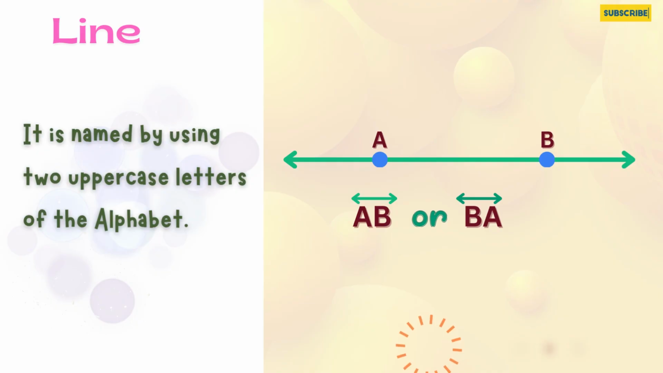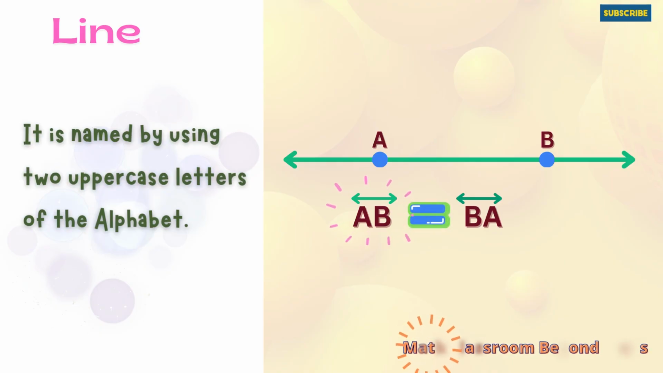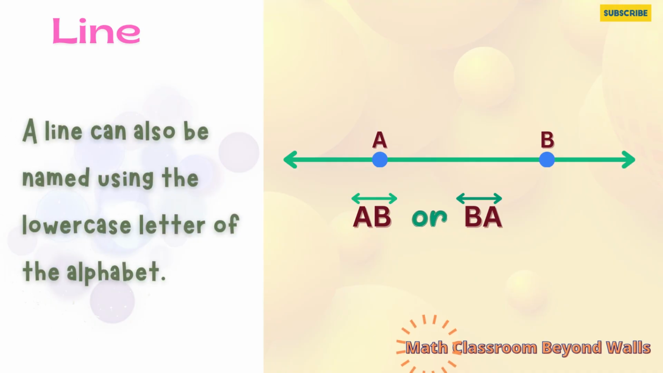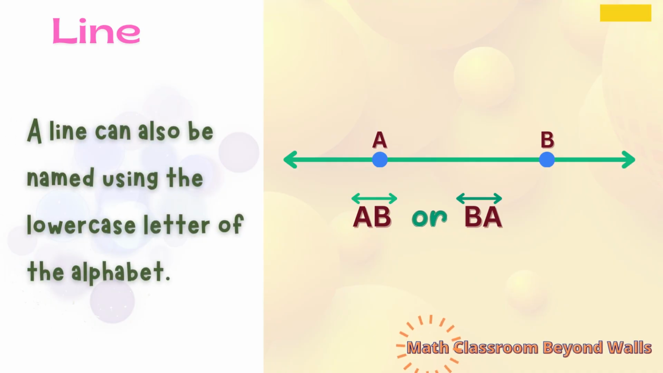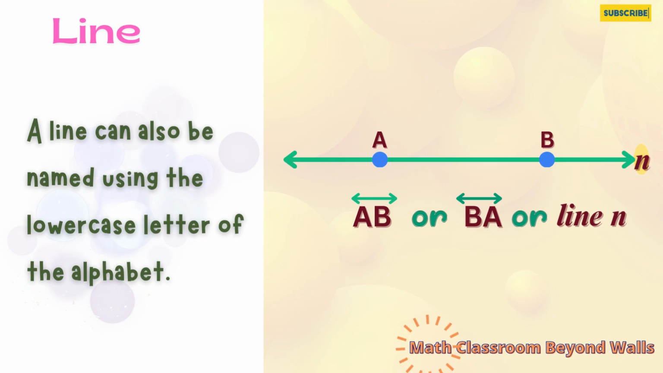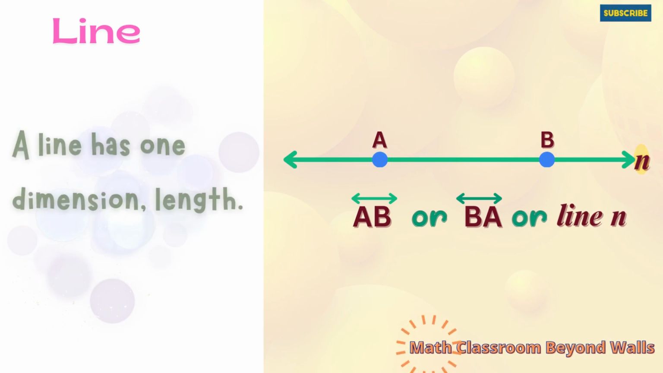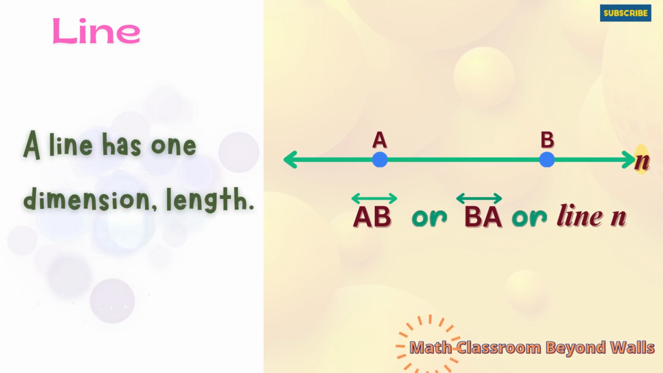Recall too that the order of the letters in its name doesn't matter. So line AB is the same as line BA. Another thing that we need to remember is that a line can also be named using a lowercase letter of the alphabet. So the same line can also be named as line N. Another fact about lines is that it has one dimension, length.